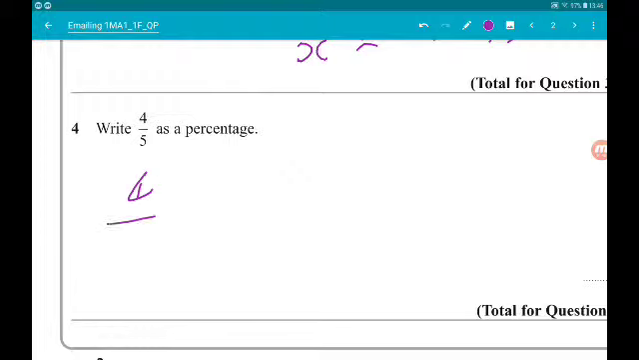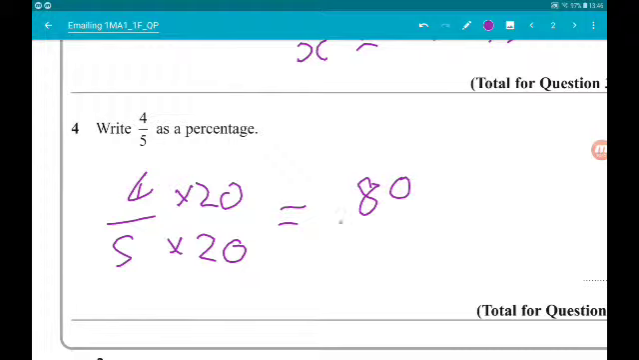we multiply it by 20. Now, whatever we do to the bottom, we must also do to the top. So 4 times 20 is 80. 5 times 20 is 100. 80 over 100, 80%. Cool.